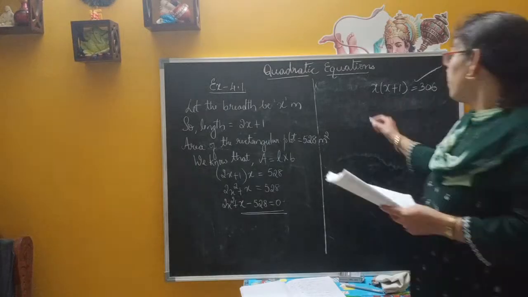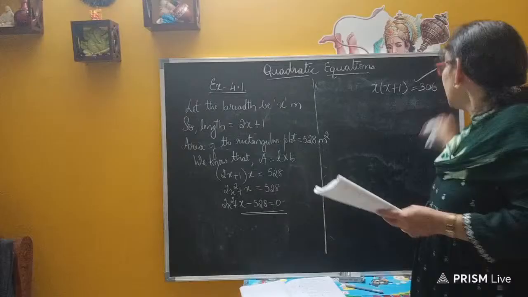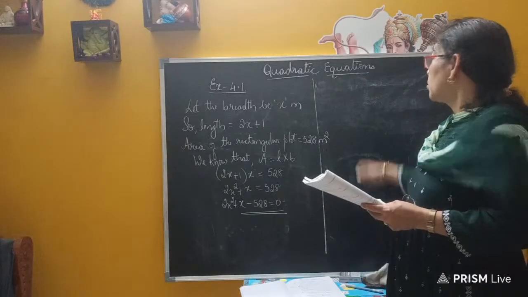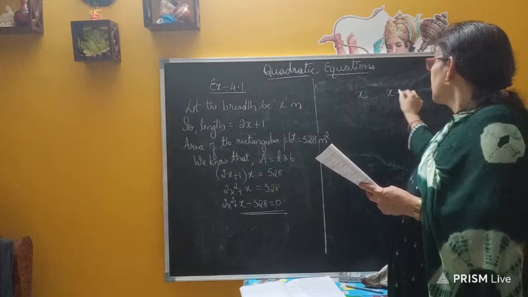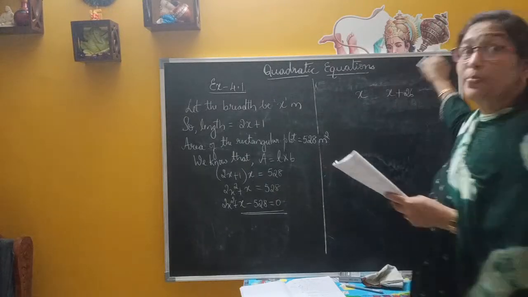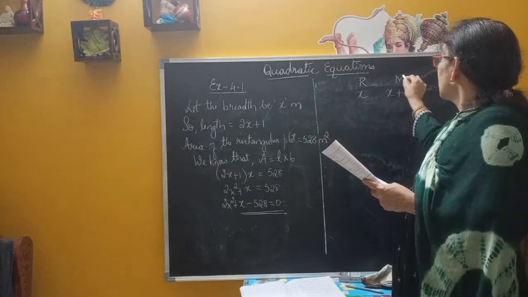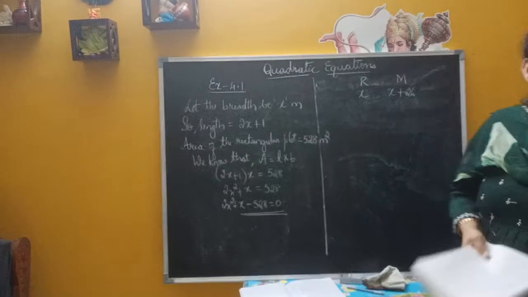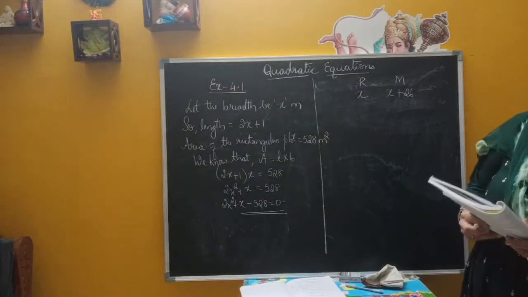Suppose Rohan's age is small, so let us consider his age as x. Then his mother's age will be x plus 26 years, since she is 26 years older. This is Rohan and this is his mother. Rohan's age is x, and Rohan's mother's age will be x plus 26 years.